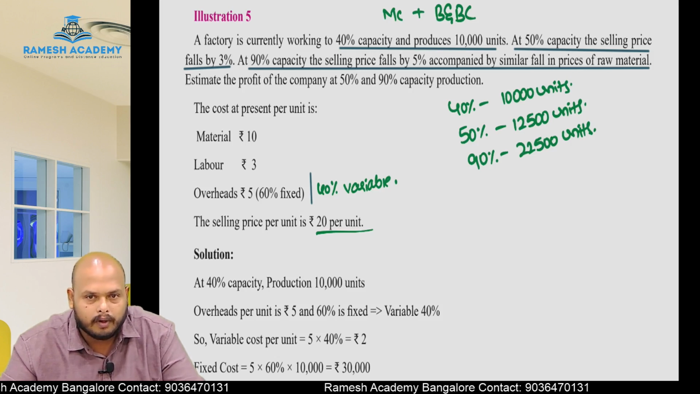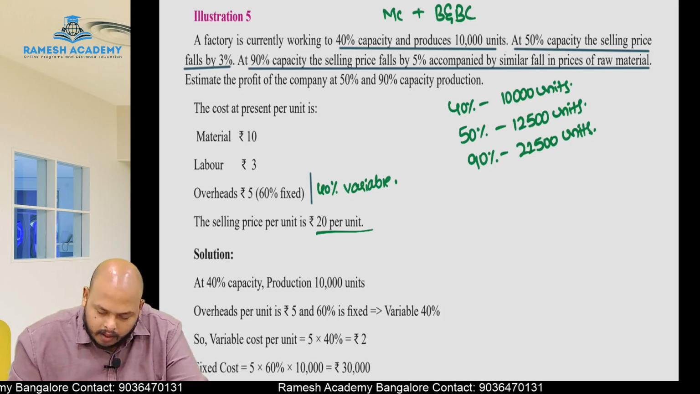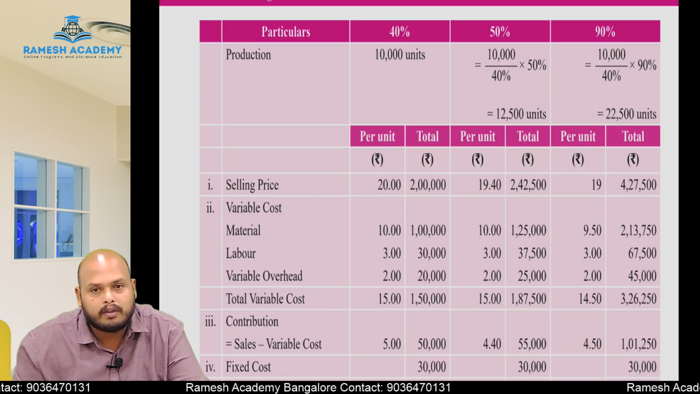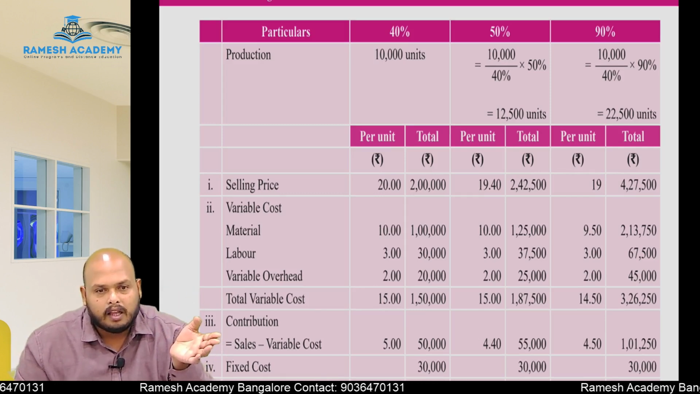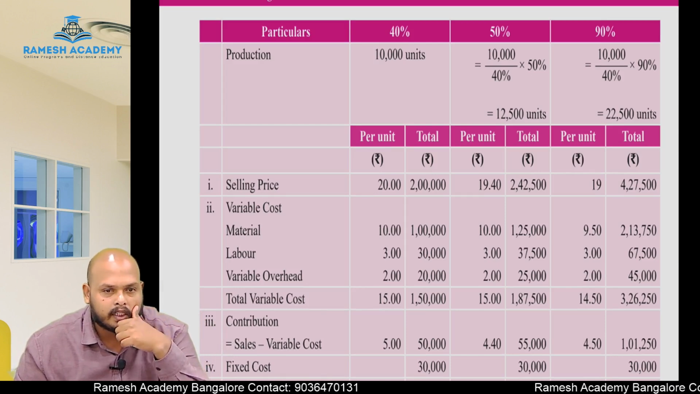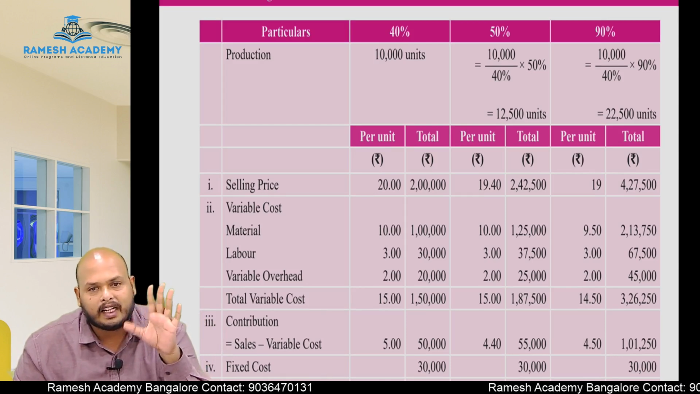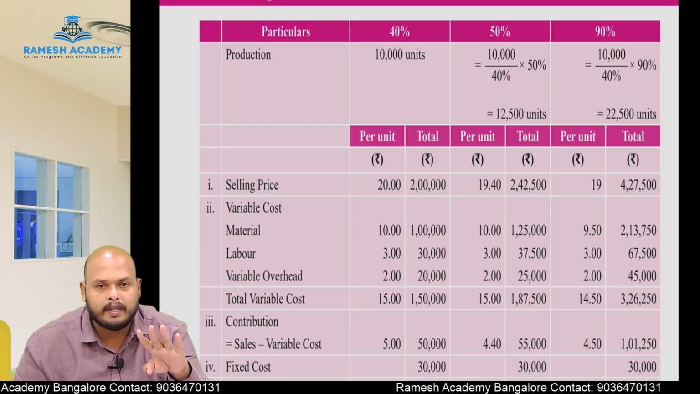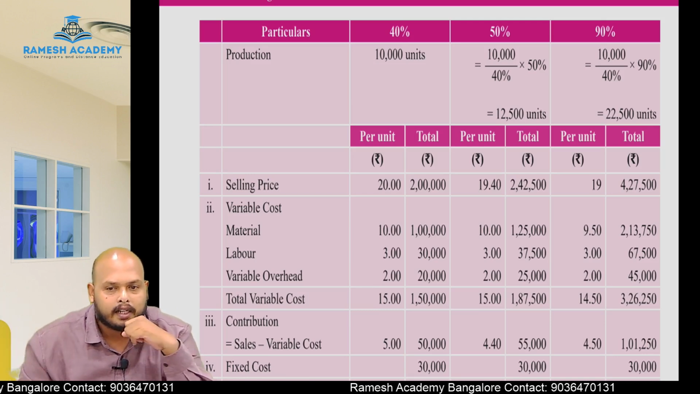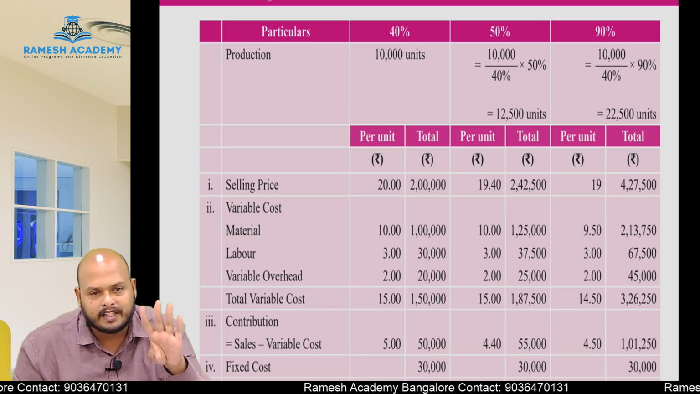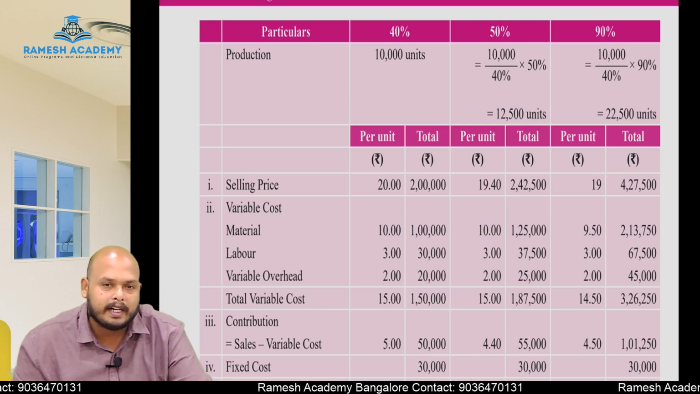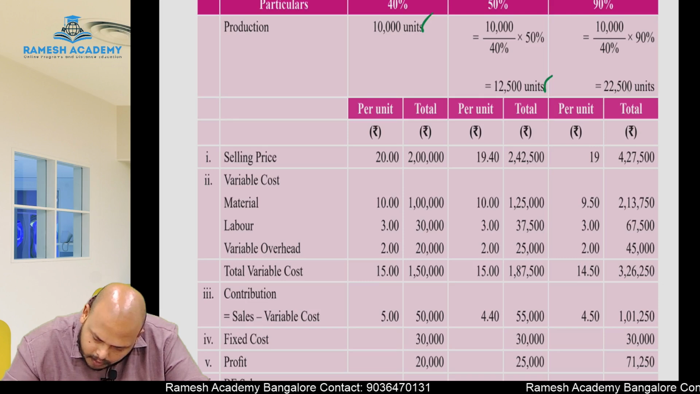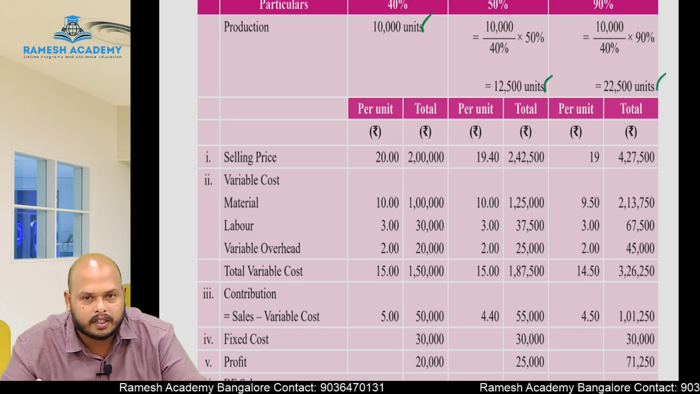Okay. Now we got the units. Next we have to calculate fixed cost. You know, right? Fixed cost will remain fixed and it will not change irrespective of the production capacity. So fixed cost we have to calculate first for 40%. Whatever the fixed cost we calculate for 40%, it will be the same for 50% also, and the same for 90% also. Why? Because 40% is given in the question, so that will be treated as a base. See here, 10,000 units, 12,500, 22,500 units. That is how he got.